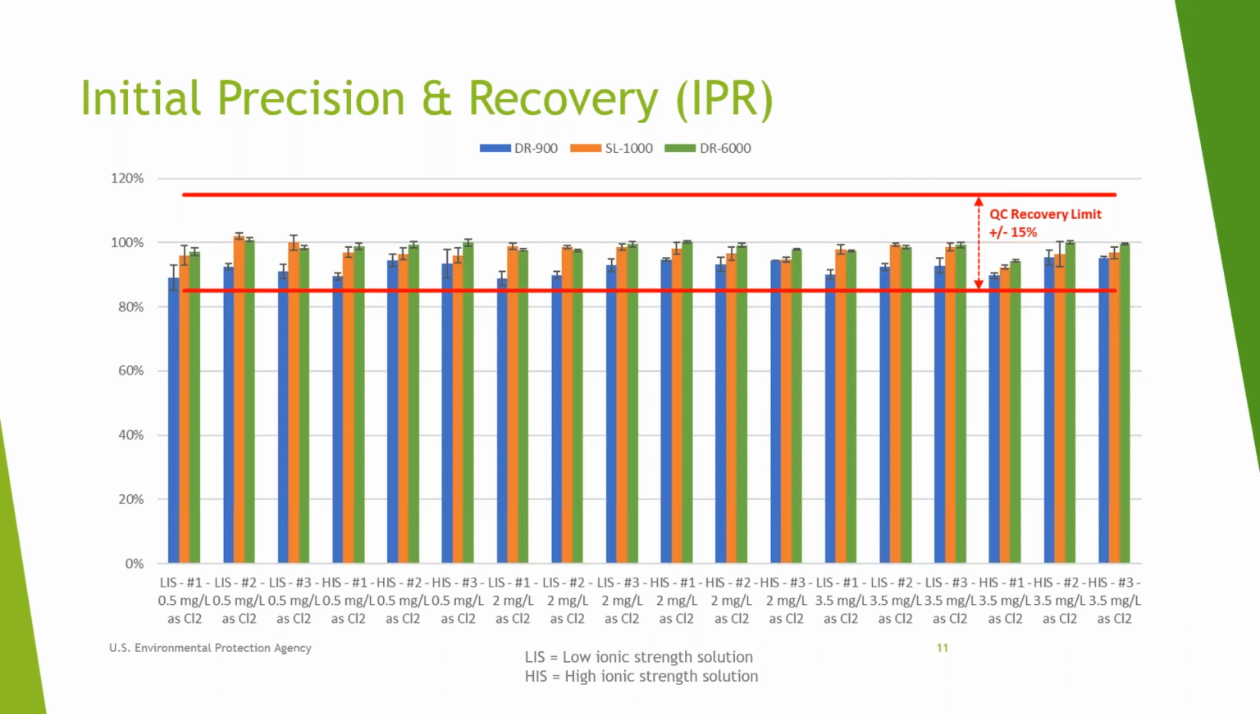One is the precision of the method, and our tolerance is 20% there, and that's the relative standard deviation presented in the error bars. And also the recovery, which is testing the accuracy, and our recovery limit there was plus or minus 15%. You can see that represented by the red bars in the plot. And as you can see, all trials were well within the quality control limits for precision and recovery. So, next slide.